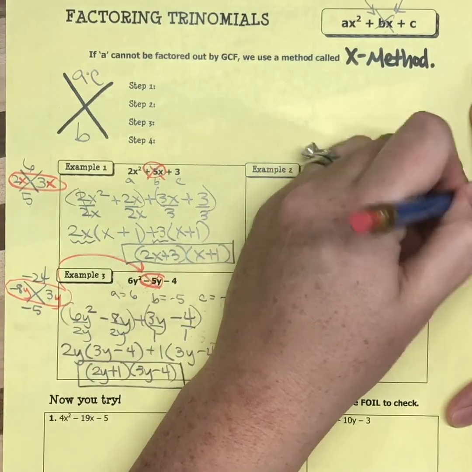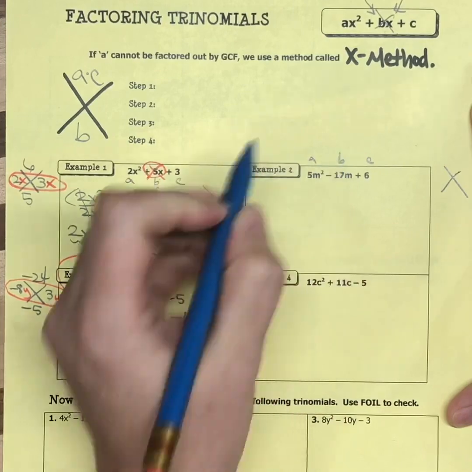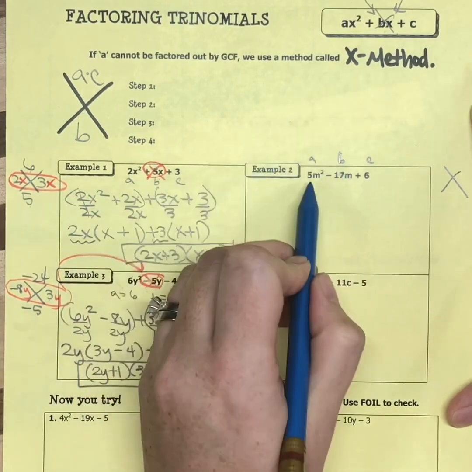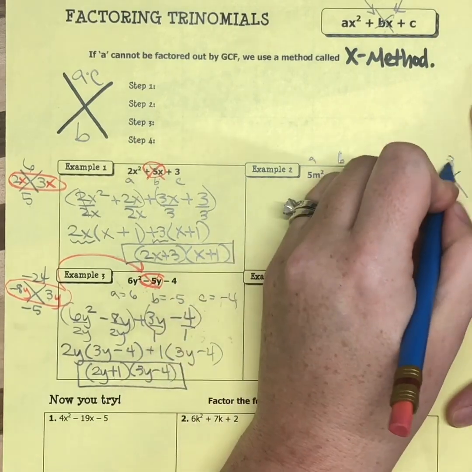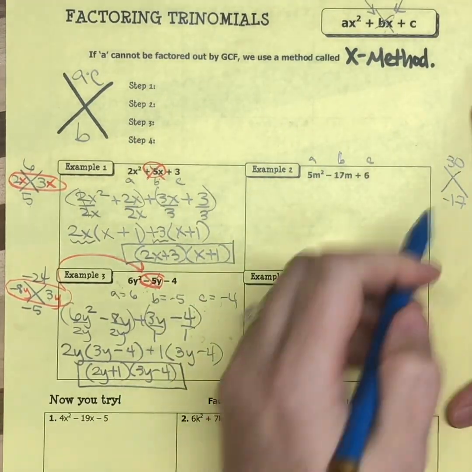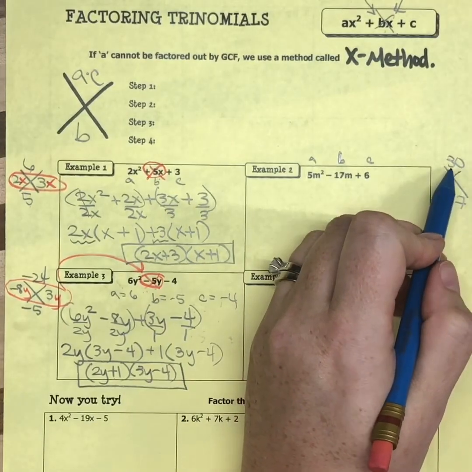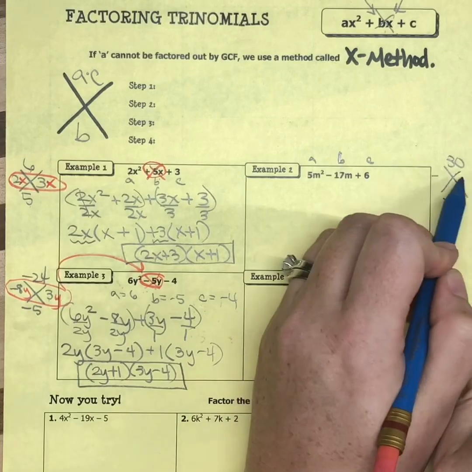So, we have our A, our B, and our C. A is 5, C is 6, 5 times 6 is 30, and our B is negative 17. Now, the only way to get a positive product, but then adding those 2 numbers to get a negative, is if they're both negative.